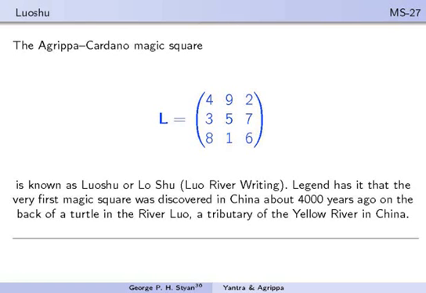Legend has it that the very first magic square was discovered in China about 4,000 years ago on the back of a turtle in the river Luo, a tributary of the Yellow River in China.